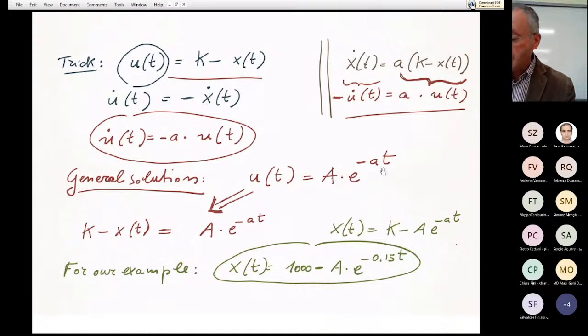For instance, in our example, in which K is 1000, the level of the variable at time t is 1000, which is the carrying capacity, minus some constant a, still to be determined, times the exponential of minus 0.15 t. Now, what is a in this model? We just have to impose our initial condition to discover what a is. It is not the initial level of variable x. It is related to the initial level of variable u, because we solved the model for u. How can we find the constant a? By imposing the boundary condition.